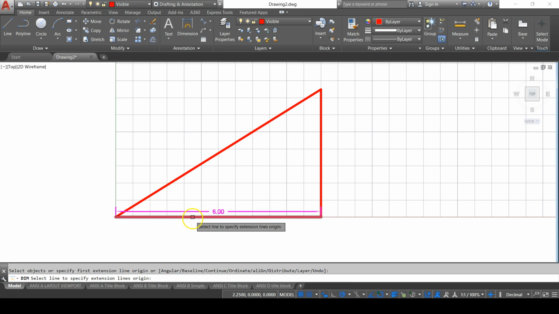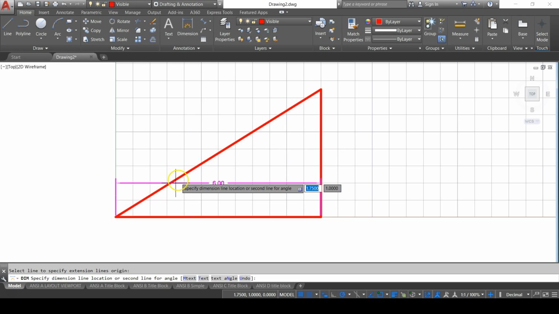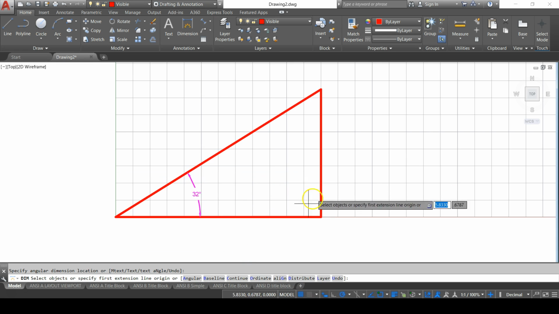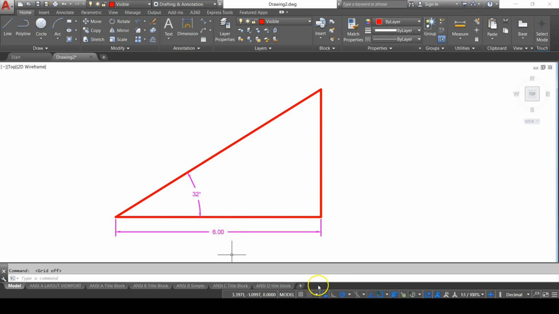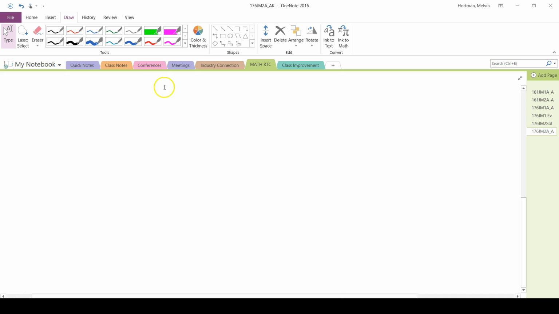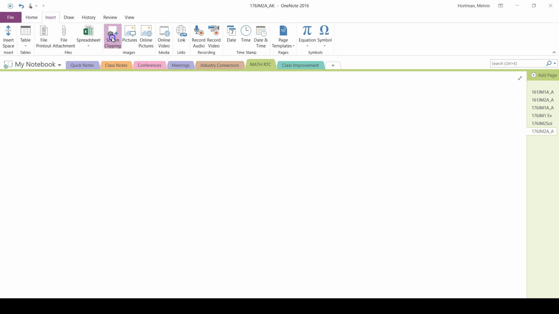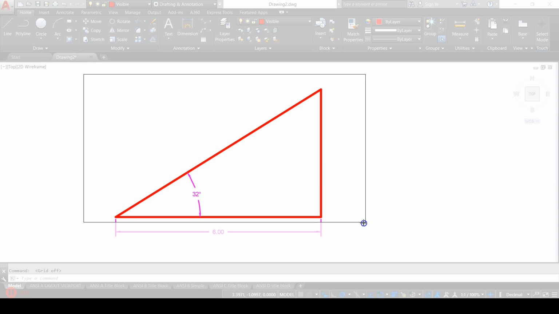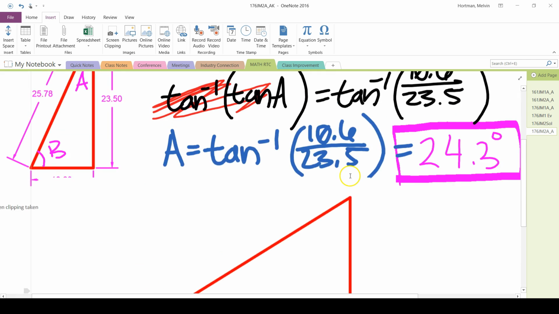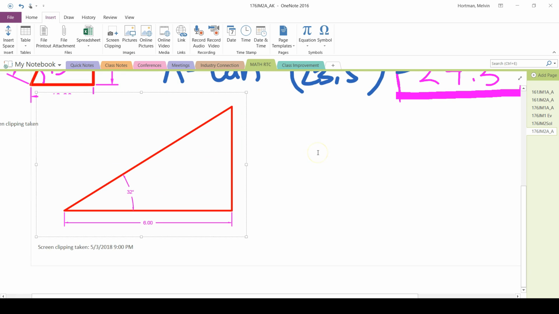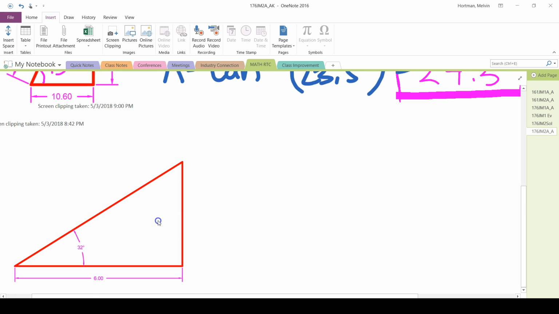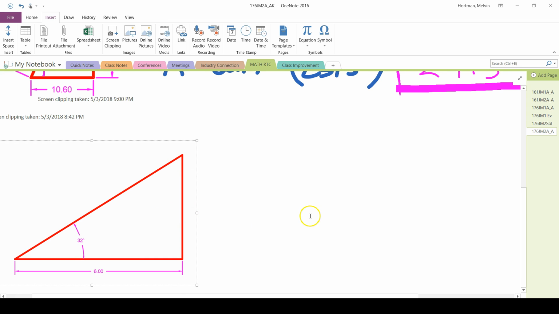Just to confirm that this is 32, I'll turn off grid snap so that I can actually select the edge. Yep, there we go. And this is 6. Alright, here's where I'll turn the grid off. Here's where I'll go to my notebook, clip a picture of this so that I can start solving it. Yeah, I didn't want you all to see that. That's from the last problem up above there.